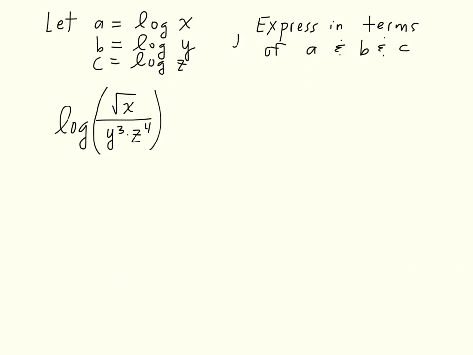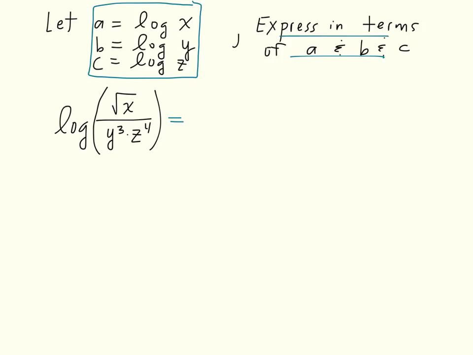Okay, last example here. We are told that we have A, B, and C representing these different log expressions, and we want to express what we're given down below here in terms of A, B, and C. So this means we're going to want to use a whole bunch of different log properties, as well as some exponent properties to rewrite all of this.